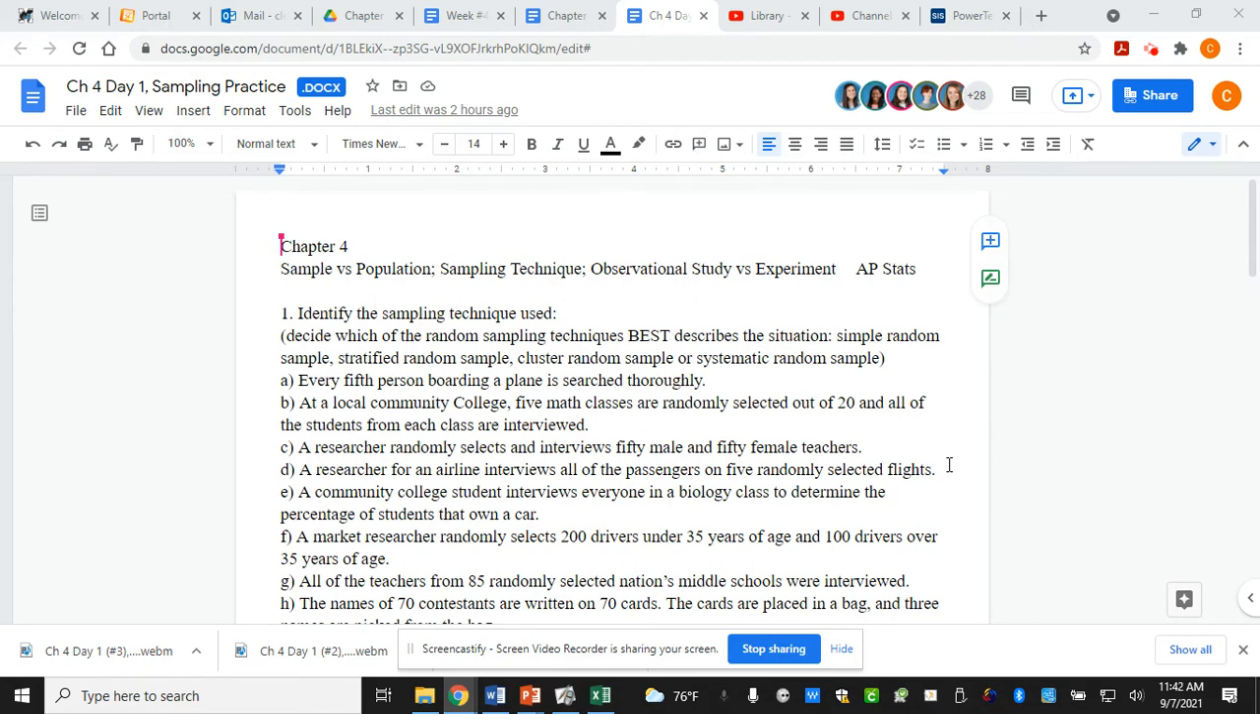All teachers from 85 randomly selected middle schools were interviewed. So 85 were randomly selected, and then all of the teachers from each one of the selected ones were interviewed. So that is cluster. The names of 70 contestants are written on 70 cards. They're placed in a bag, and 3 names are picked from the bag. That is simple random sample.